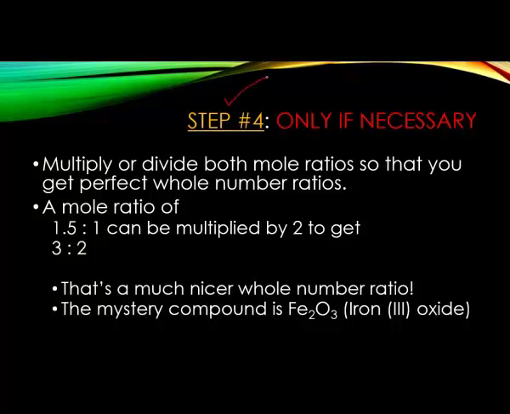Alright, step 4 is only if it's necessary. When you don't have a clean, perfect whole number ratio, you are allowed to manipulate the ratio so that you get perfect whole numbers. So how can I change this ratio into perfect whole numbers? You can multiply both of these by 2. So if you multiply by 2, that 1.5 will turn into a 3, the 1 will turn into a 2. Those are your whole numbers. So that's a much nicer formula to write. And so what you have for your final formula is Fe2O3, iron(III) oxide.